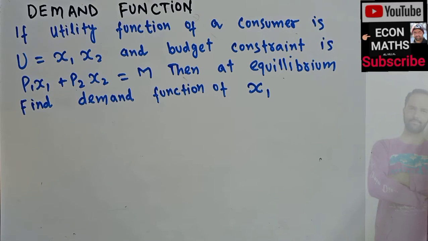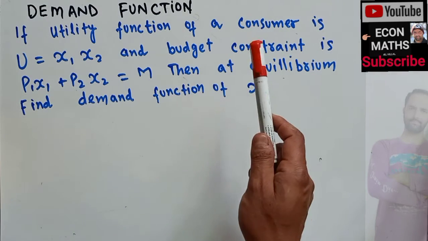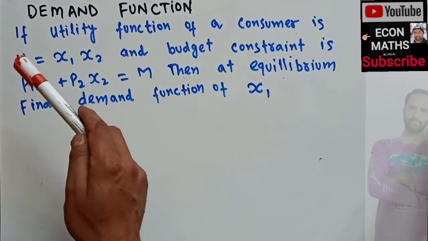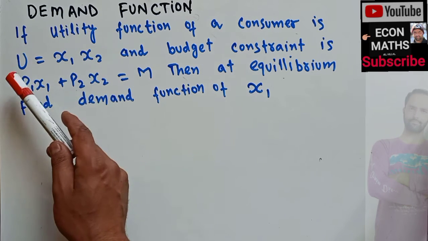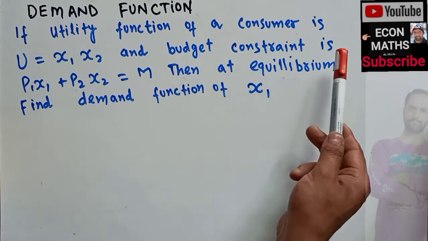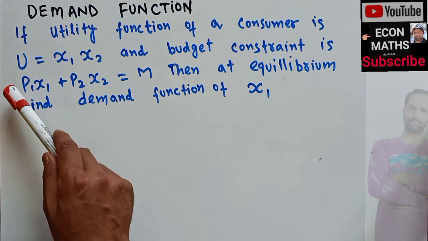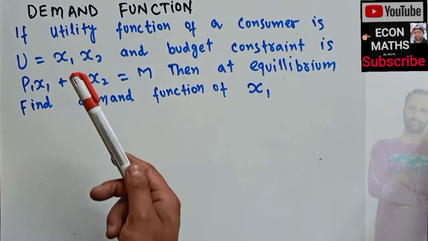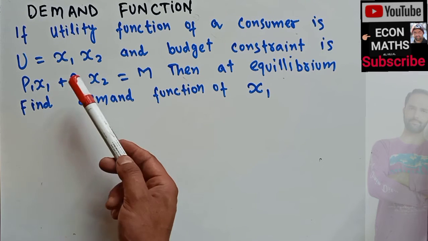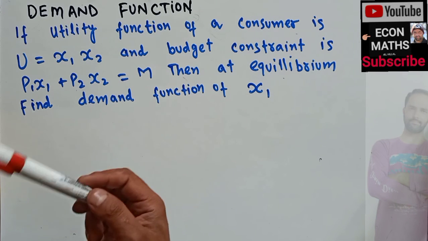Let's solve a question on how to find the demand function for good x1 given the utility function and budget constraint. The question is: if the utility function of a consumer is u = x1 times x2, where x1 and x2 are the two goods and u denotes the utility, and the budget constraint of the consumer is p1 times x1 plus p2 times x2 is equal to m, where p1 is the price of good x1, p2 is the price of good x2, and m is the total income.